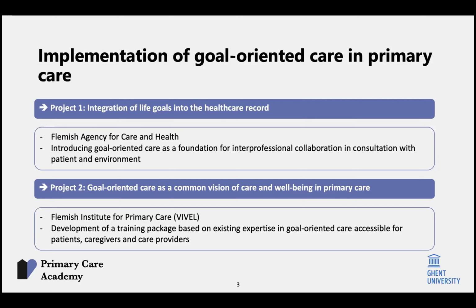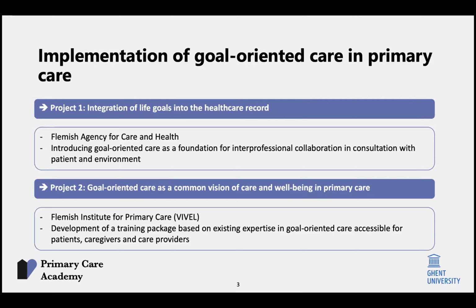Then the second project we're working on is the development of a training in goal-oriented care. This question came from the Flemish Institute for Primary Care. This institute that defines policy and organization of primary care in Flanders is convinced that goal-oriented care could provide a better collaboration and quality in primary care. Therefore, they asked us to develop a training package so patients, informal caregivers, and healthcare providers can work according to the principles of goal-oriented care.